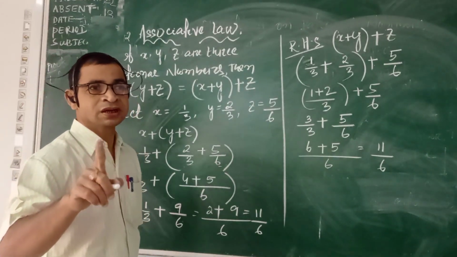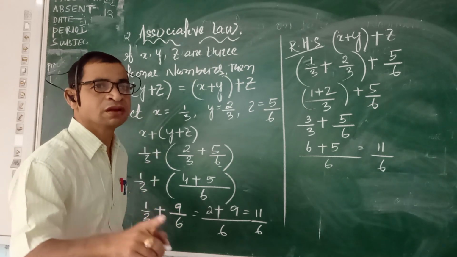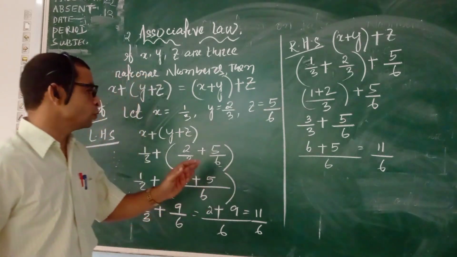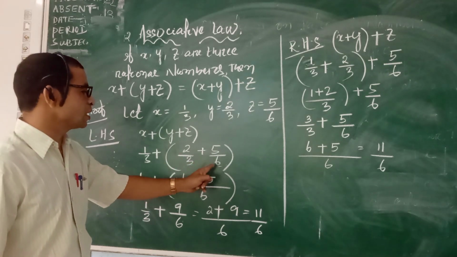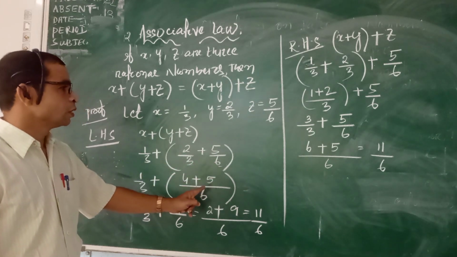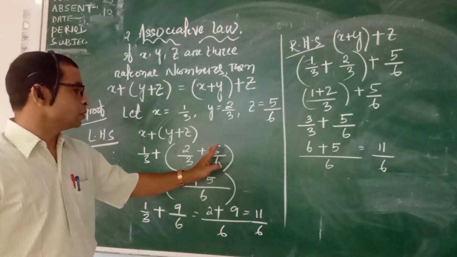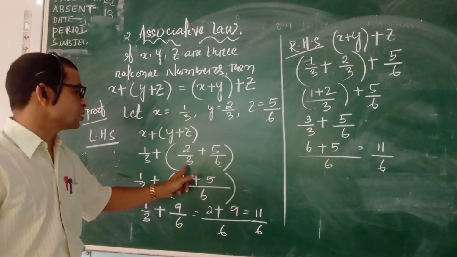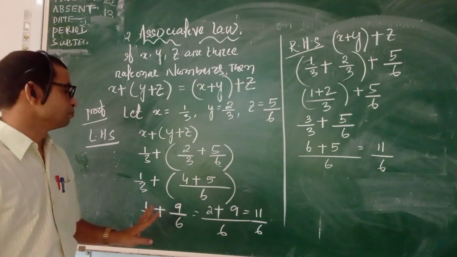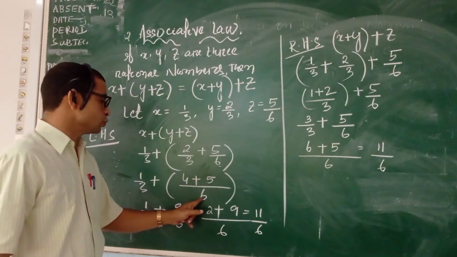Remember, again and again I am telling you, maybe for addition, maybe for subtraction, while you are going to add and subtract, always you will consider the LCM of denominator. Taking the numerators alone will make the answer wrong, so you consider the LCM of the denominators. So LCM of 3 and 6 is equal to 6.